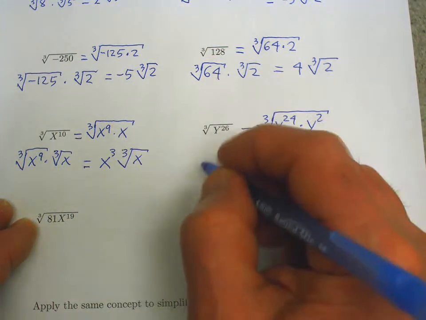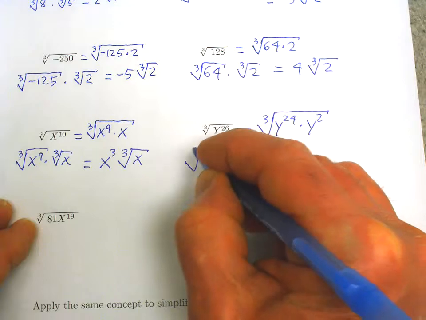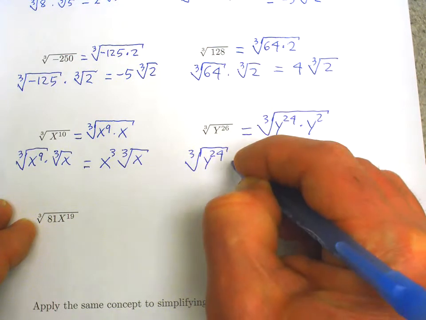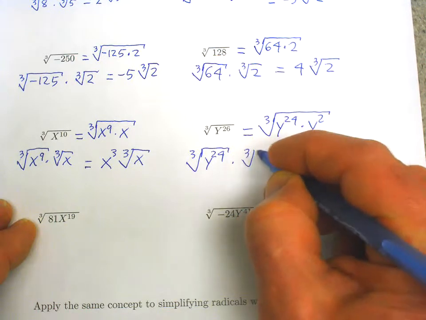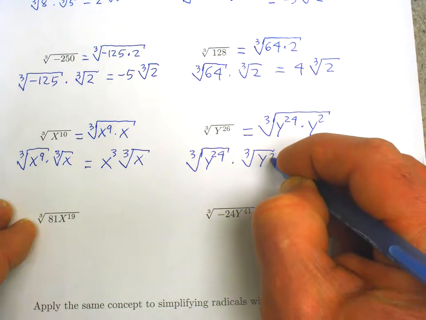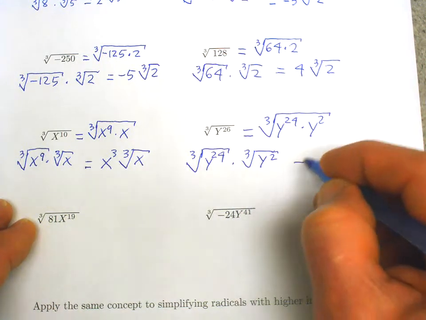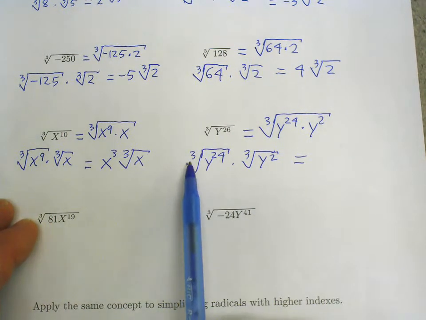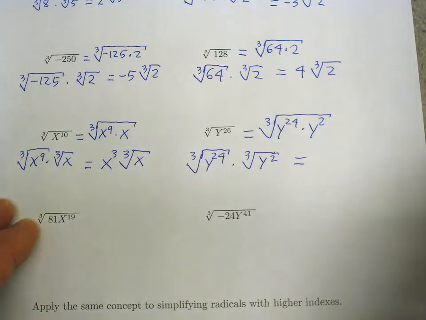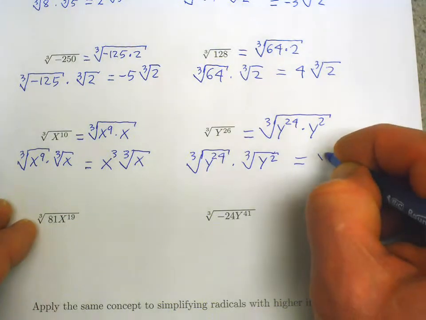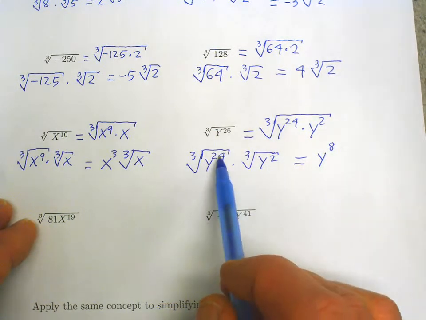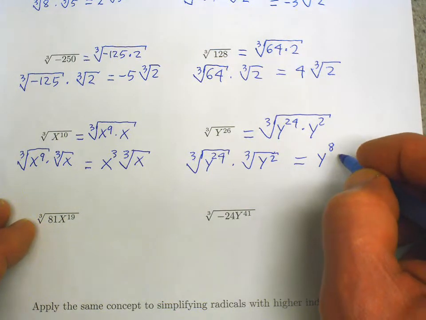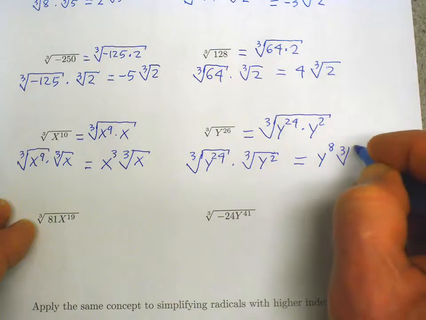And then we'll write it as a product of cubed roots, the cubed root of y to the 24th times the cubed root of y to the 2nd. And then since y to the 24th is a perfect cube, we can simplify the cubed root of y to the 24th. That simplifies to y to the 8th, because 24 divided by 3 is 8. And so our final answer is y to the 8th times the cubed root of y to the 2nd.